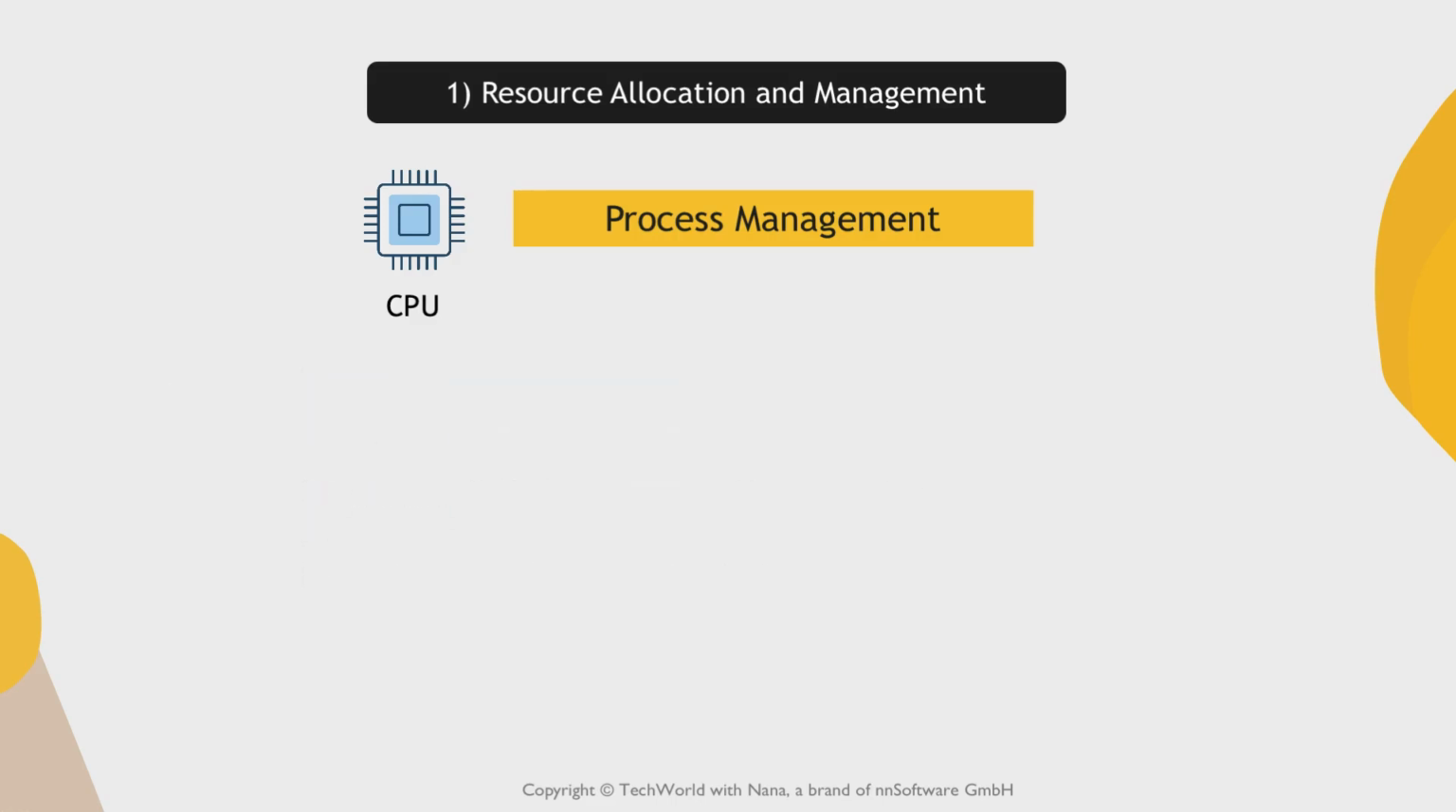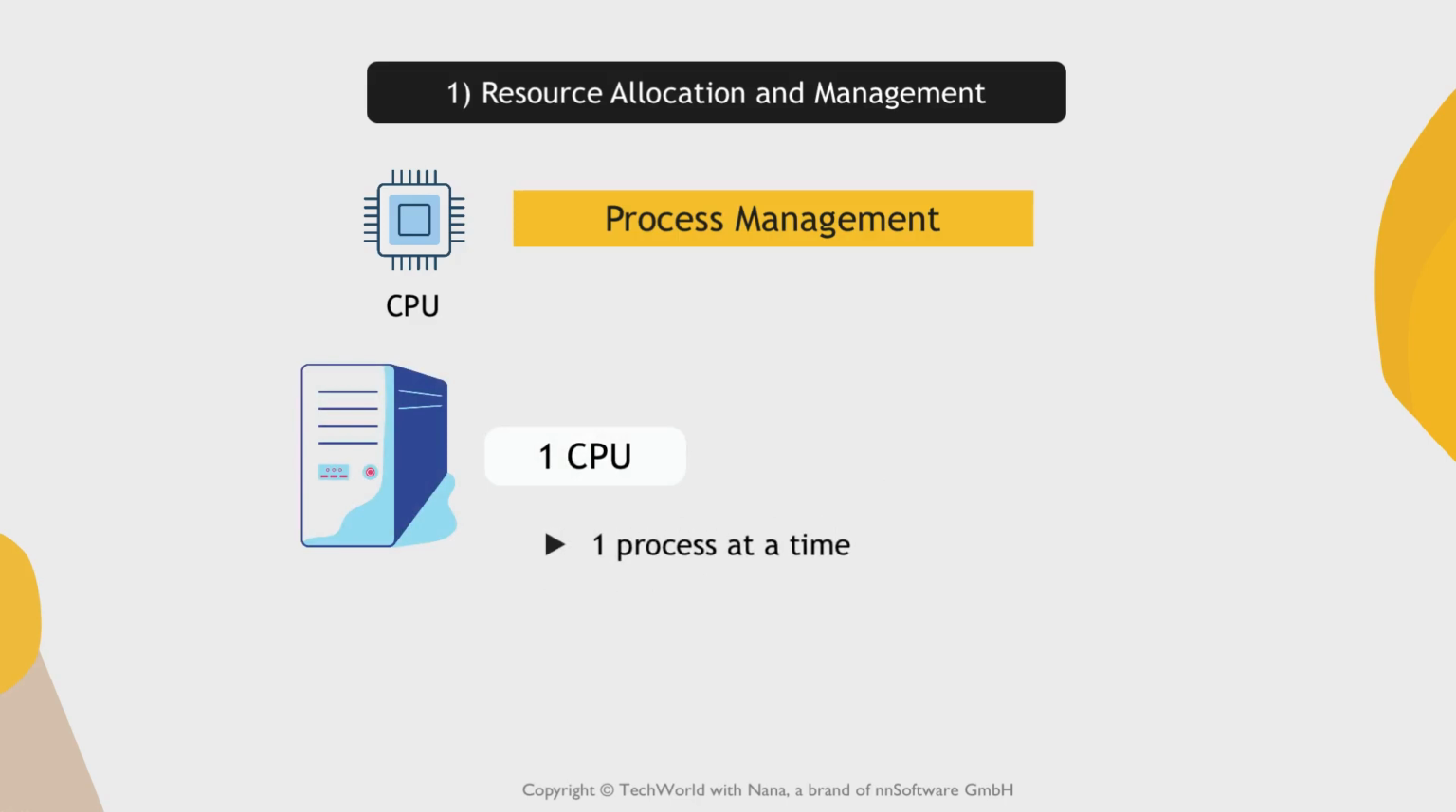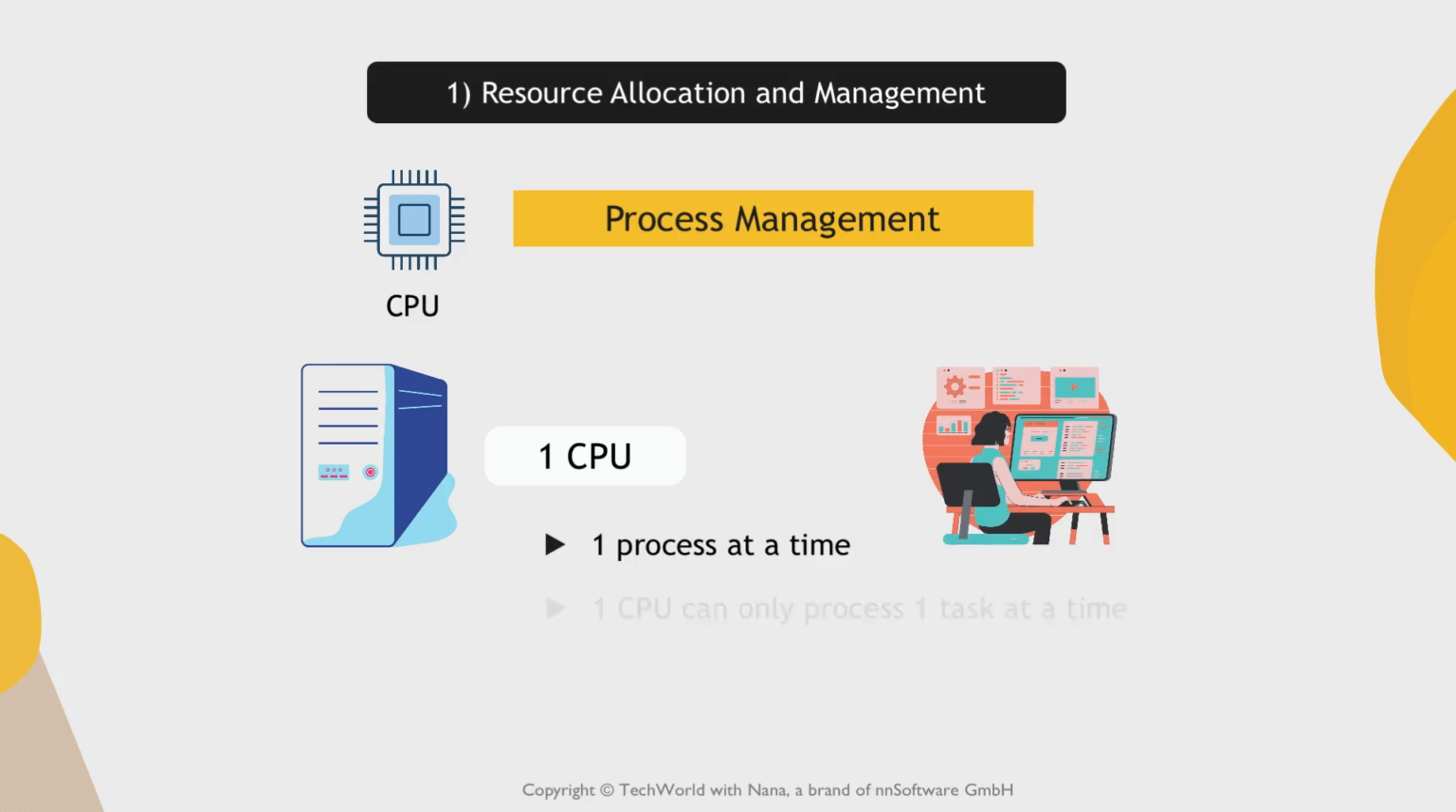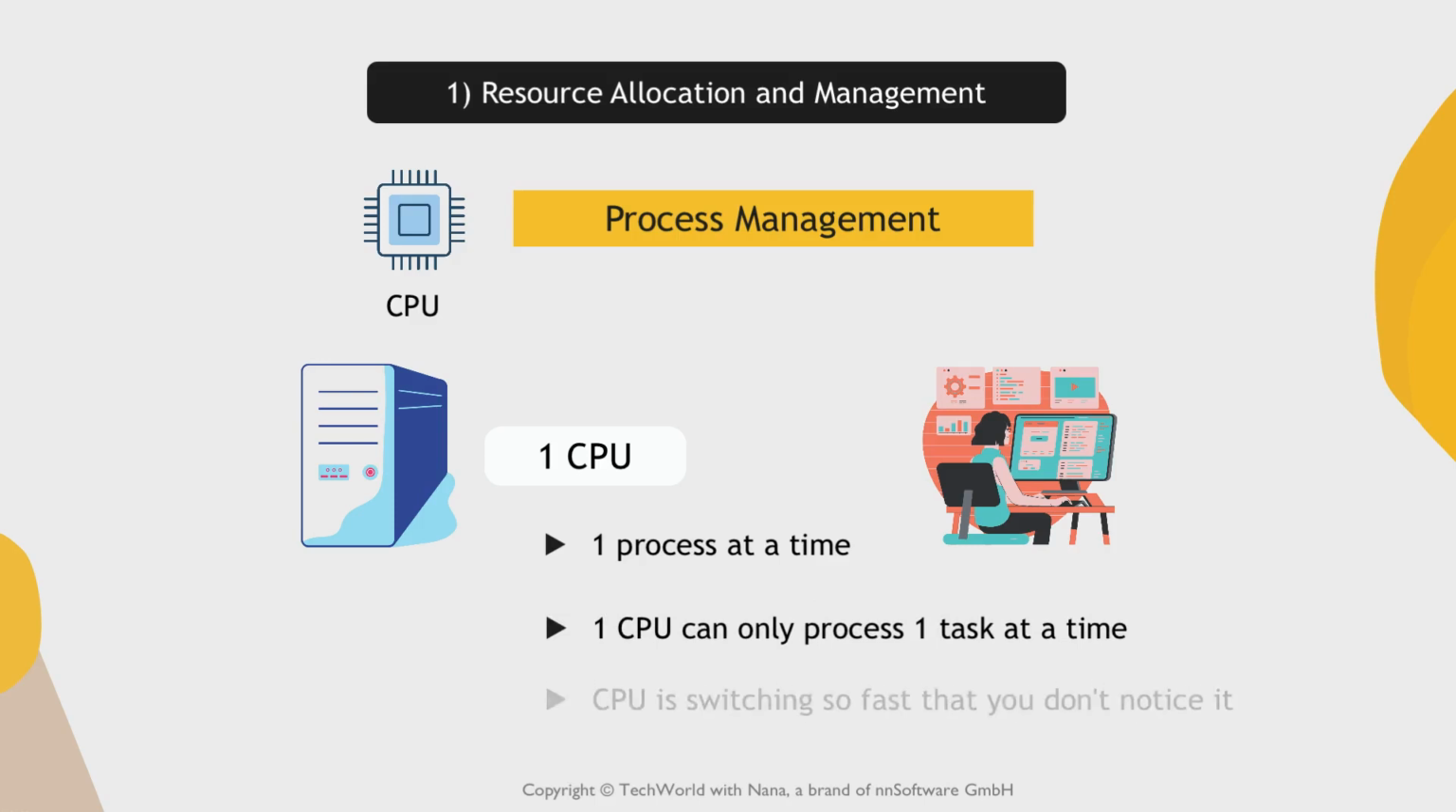Note that if a computer has one CPU, it can process only one process at a time. So you may be doing many things at the same time, like listening to music, browsing the web, writing a document, working in your terminal, but one CPU in the background is processing only one task at each time. The CPU is just switching context so fast that you have an illusion of parallel or multitask processing.